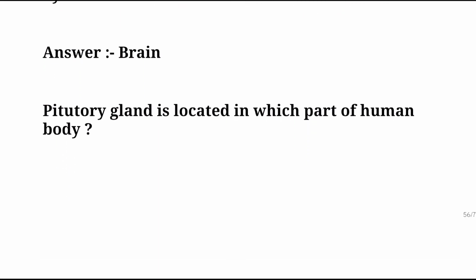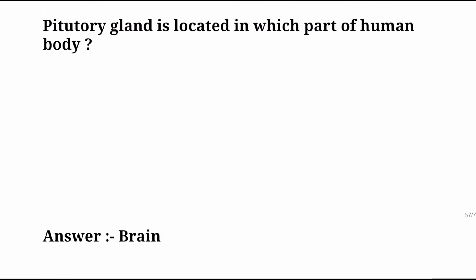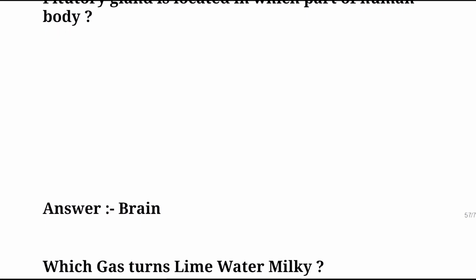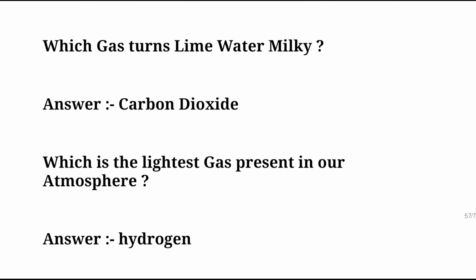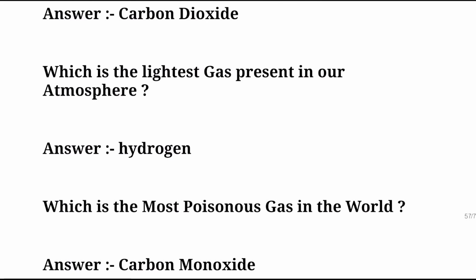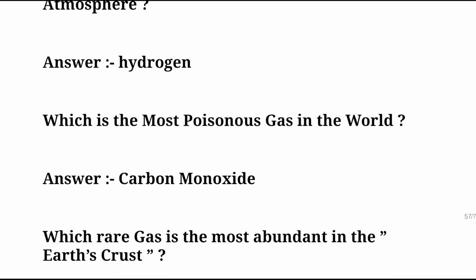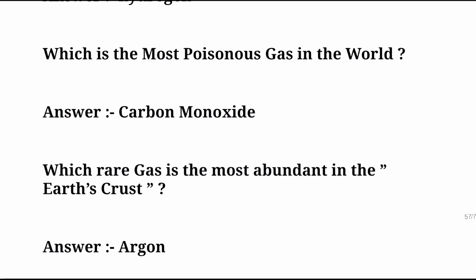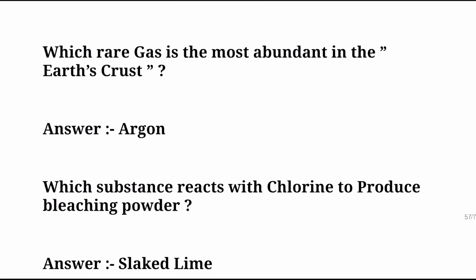Answer: brain. Pituitary gland is located in which part of human body? Answer: brain. Which gas turns lime water milky? Answer: carbon dioxide. Which is the lightest gas present in our atmosphere? Answer: hydrogen. Which is the most poisonous gas in the world? Answer: carbon monoxide. Which rare gas is the most abundant in the Earth's crust?